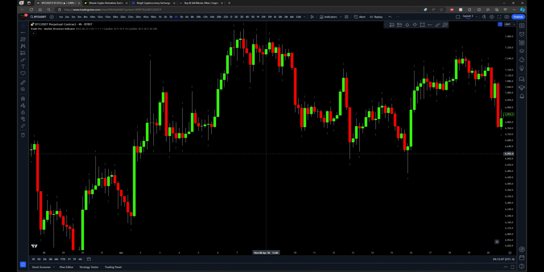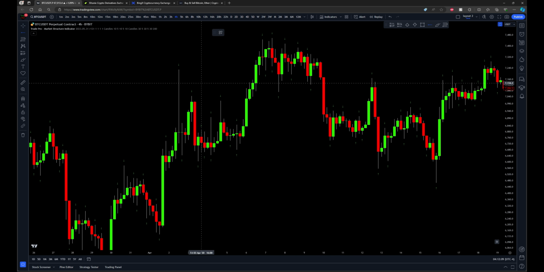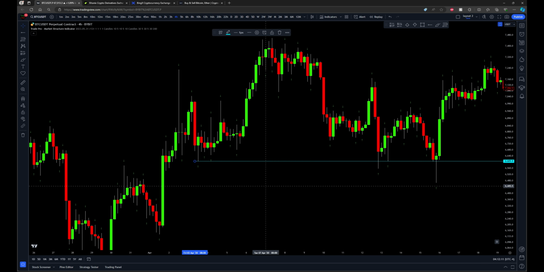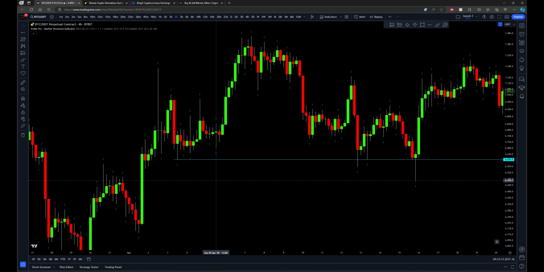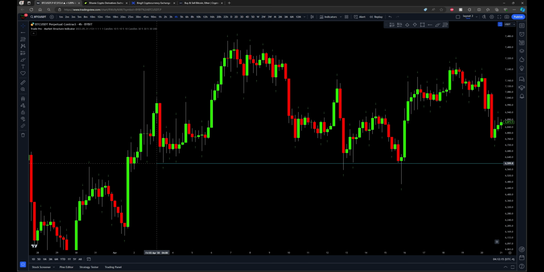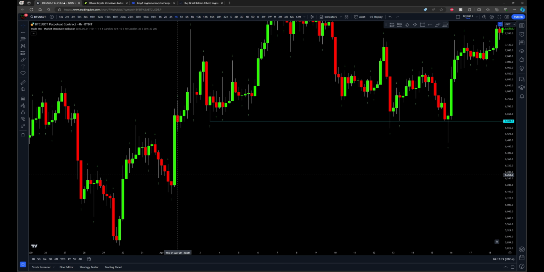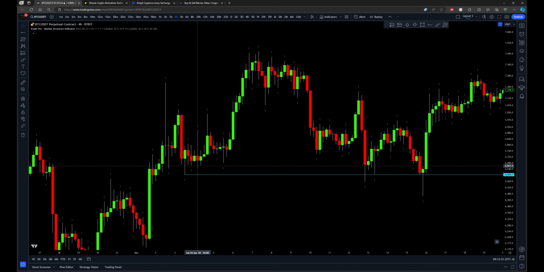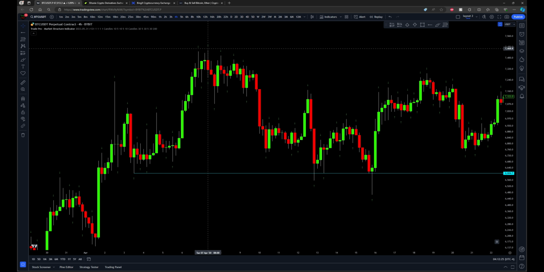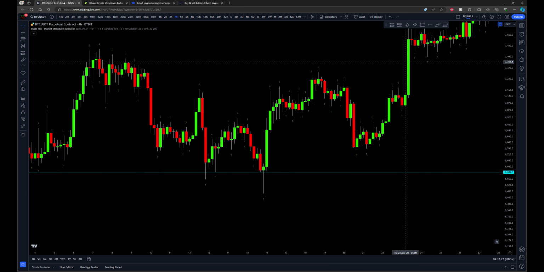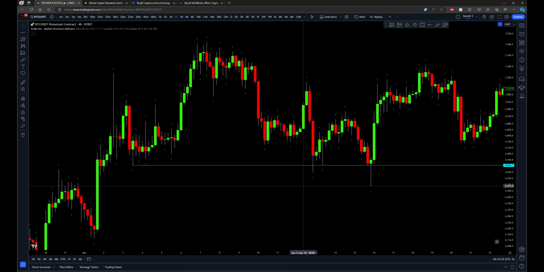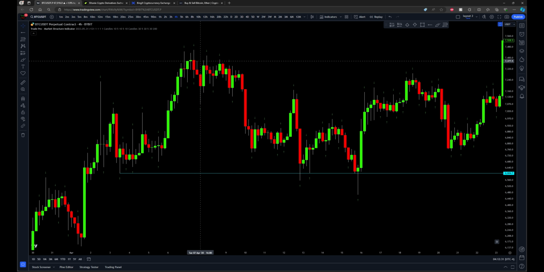So let's clean this up. Our new structure low that needs to hold is right there. Okay, and we are expecting that this holds on close. We continue to be a buyer on pullbacks, just like we were since over here on this pullback. We bought this pullback, it followed through. We bought this pullback, it followed through. Great. Now we're going to be buying this pullback and looking for it to follow through. And what happens? So we get the pullback, right? We get into our complex pullback, and we never close below that low there.